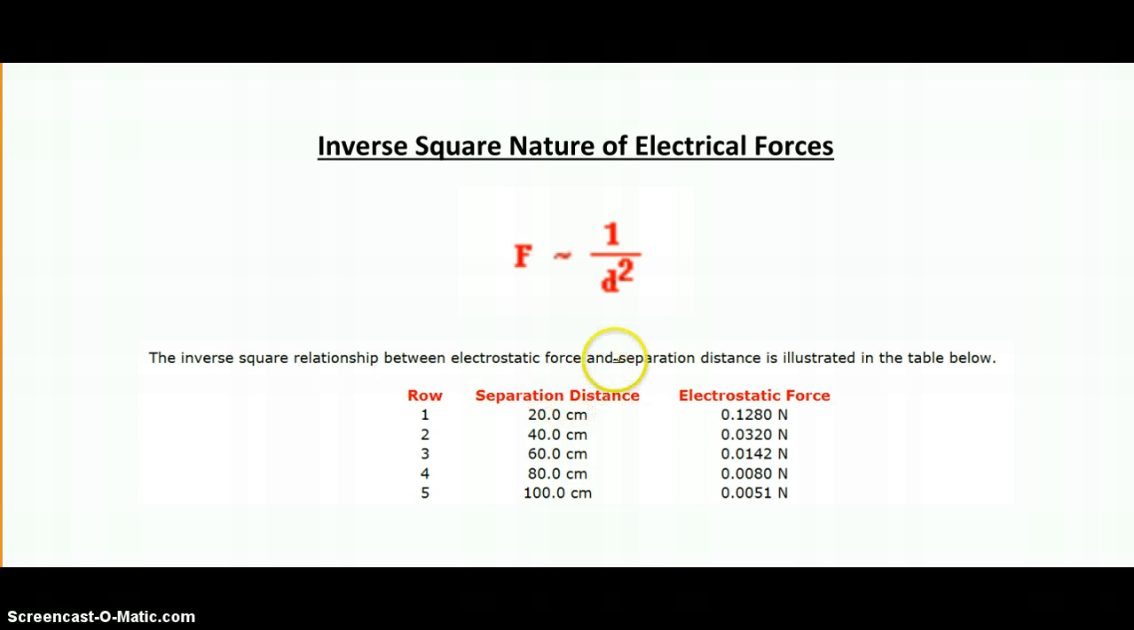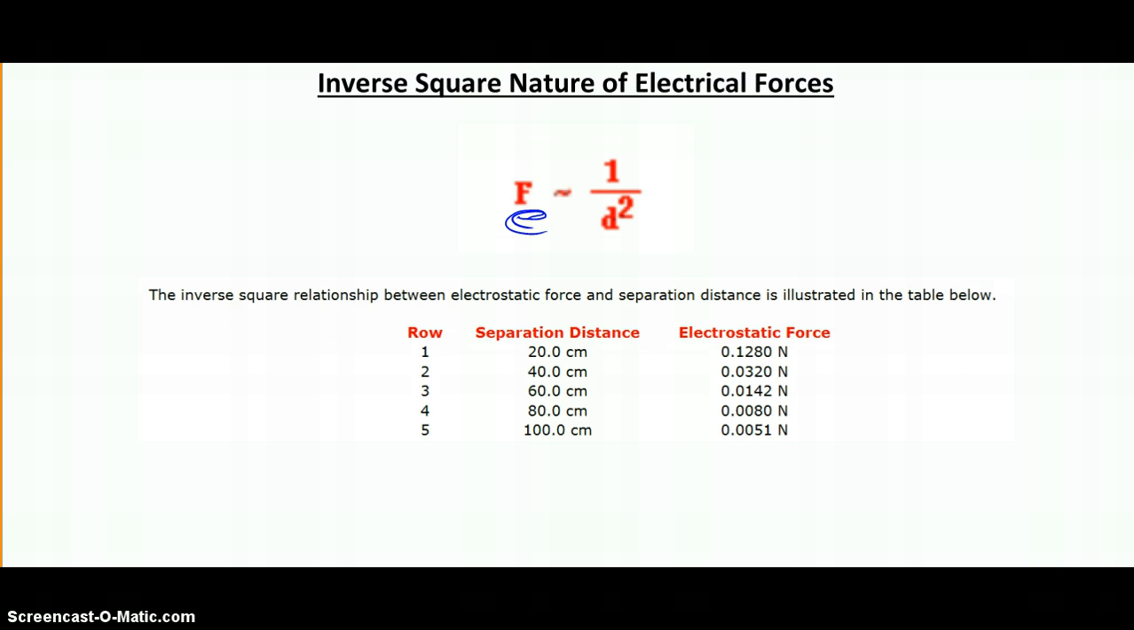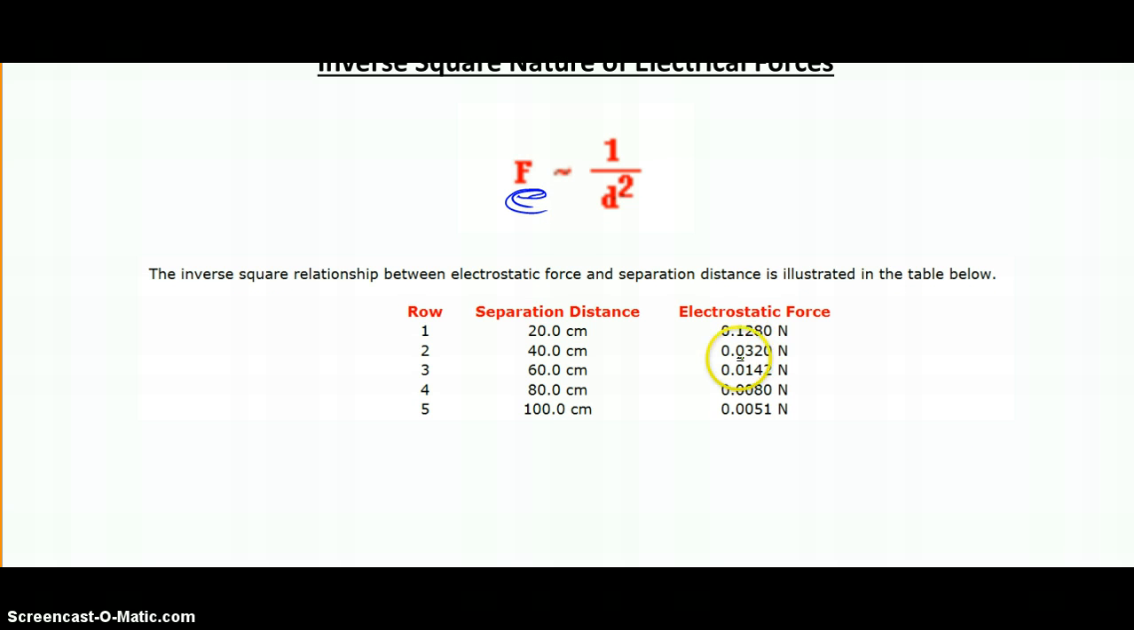Okay, this episode of our screencast deals with the square nature of electrical forces. Just like gravitational forces, it turns out that the electrical force is based on the inverse of the center to center distance squared between the two objects. Now, this gives a lot of students trouble. They have no problem with the inverse part, but they seem to have a difficulty with the squared part.